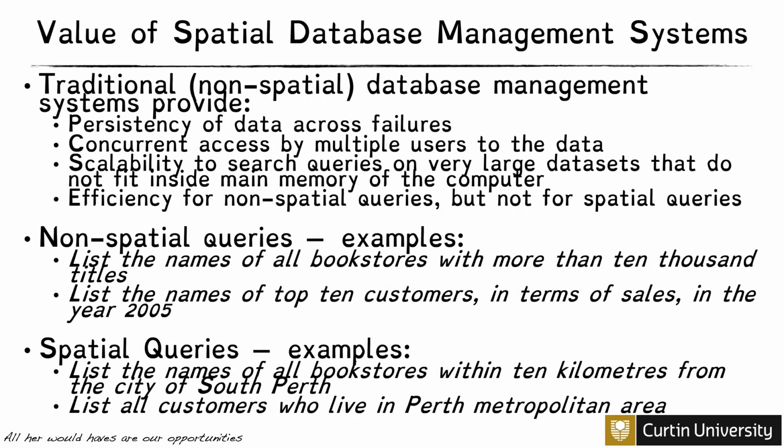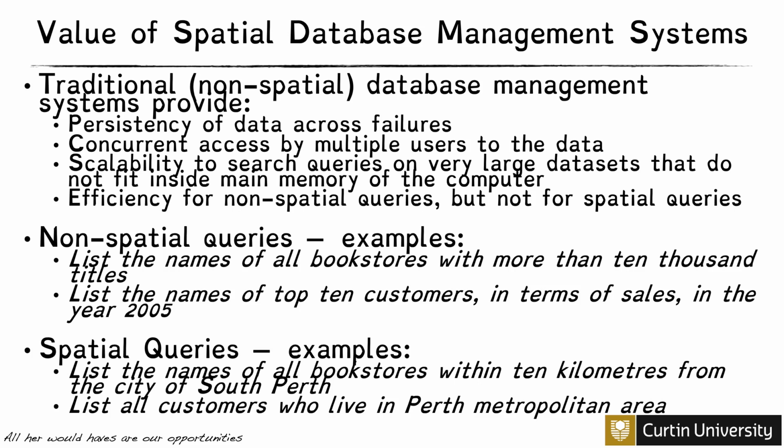So what's the difference and what are things to be thinking through? Well, our traditional database systems give us these things: persistency, concurrent access by multiple users, scalability, and efficiency when it's non-spatial queries. They're the traditional things. Now, building our spatial database management system on top of that, we usually get all of those things as well. But it can take it further. We can start to go with some spatial queries.